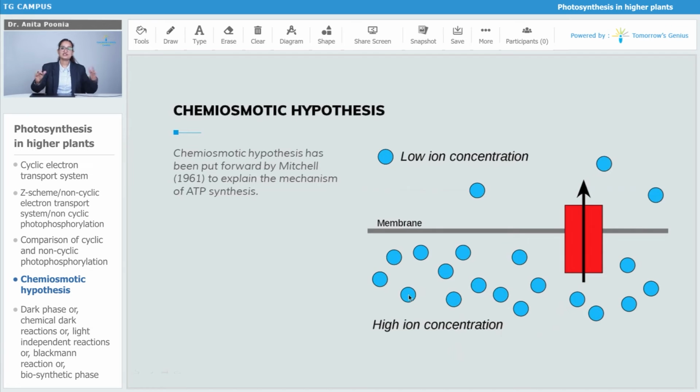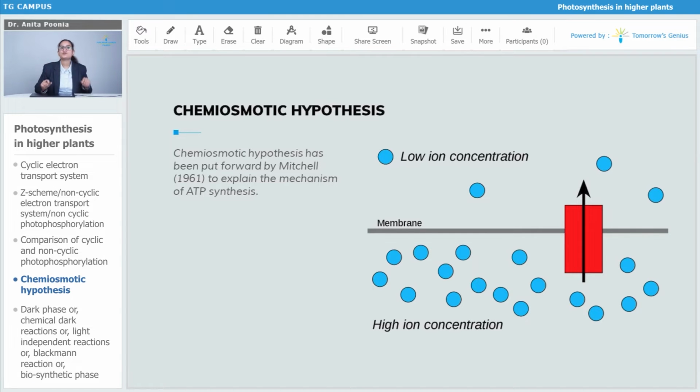Right? So now this brings us to the next topic, that is the chemiosmotic hypothesis. Now what do you think this word means? Chemiosmotic hypothesis. Chemio, something related to chemicals. Osmotic, something related to osmosis. Hypothesis, some belief. Let's see.